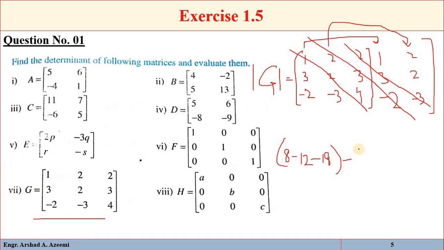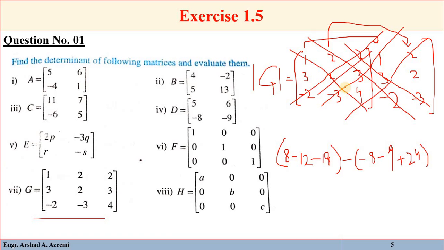Okay, minus, now draw another 3 diagonals like this one. Okay, 1 2 and 3, so minus 2 multiplied by 2 multiplied by 2, it will give you minus 8. Then minus 3 multiplied by 3, minus 9, multiplied by 1, so it will be minus 9. 4 multiplied by 3, that is 12, multiplied by 2, that is 24. Meaning the sum of the products of the diagonals this way, minus the sum of the products of the diagonals this way. So from here, if you simplify it, you will get 29. So it is the determinant of matrix G.